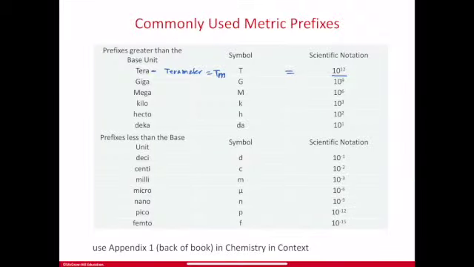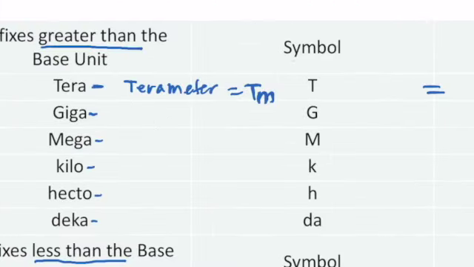Each of these are prefixes: giga, mega, kilo, hecto, deca. Those are greater than the base unit of 1, and these prefixes are less than the base unit of 1: deci, centi, milli, micro, nano, pico, and femto. You should notice that the majority of the symbols greater than the base unit of 1 are uppercase, so the tera, the giga, the mega. But there's also deca, and that's DA, two letters.